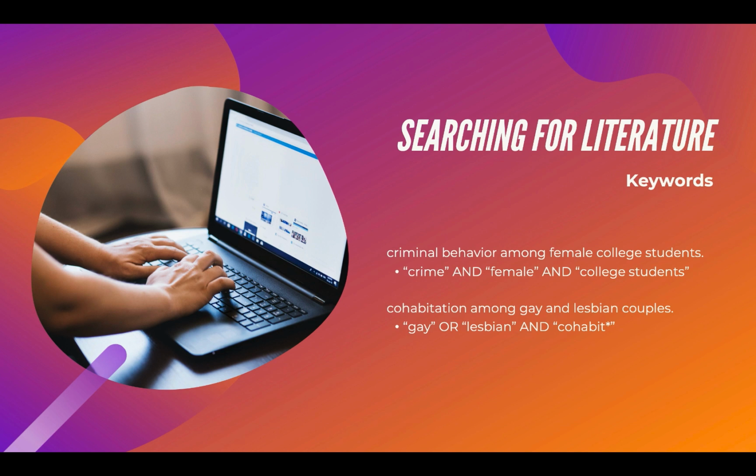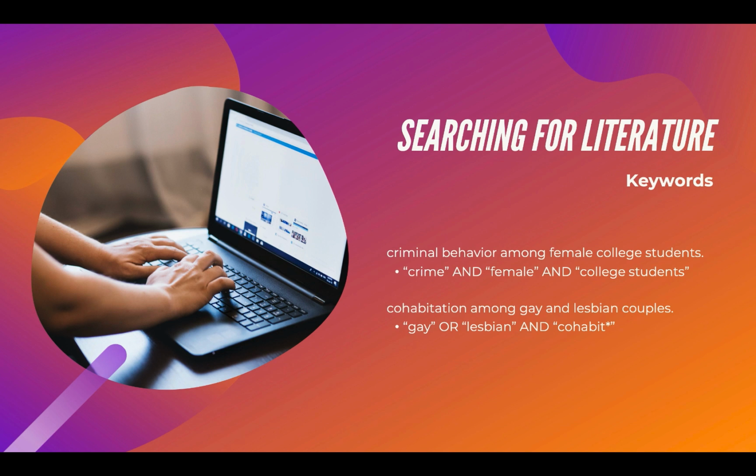If we wanted to look at something like cohabitation among gay and lesbian couples, we'd say something like "gay" or "lesbian" and "cohabit." So we see gay or lesbian, we're not saying gay and lesbian. Why do we do that? It's because we want articles just about gay individuals. We want articles just about lesbian individuals, but both are going to be coupled with this idea of cohabitation. So it's going to find gay and cohabitation and lesbian and cohabitation.